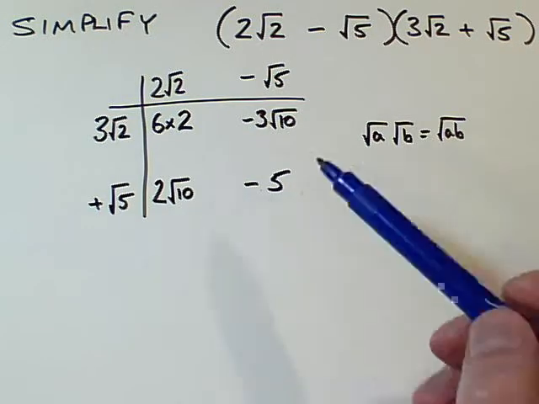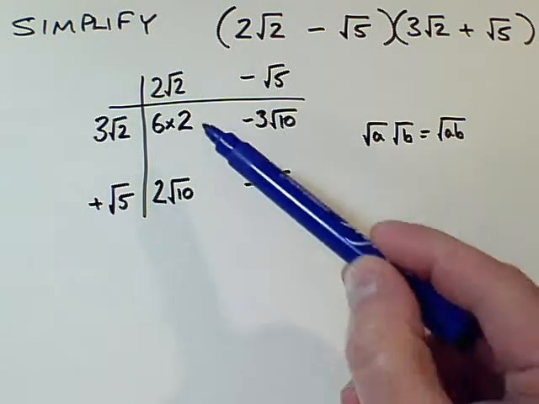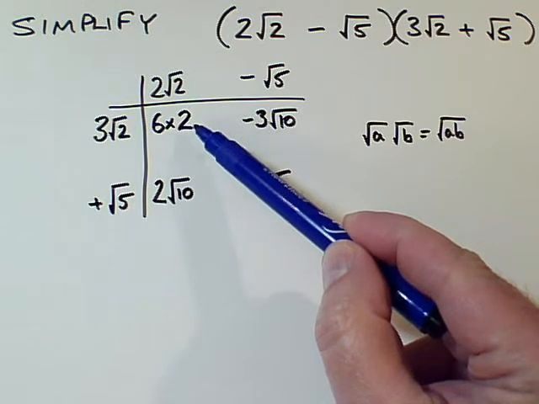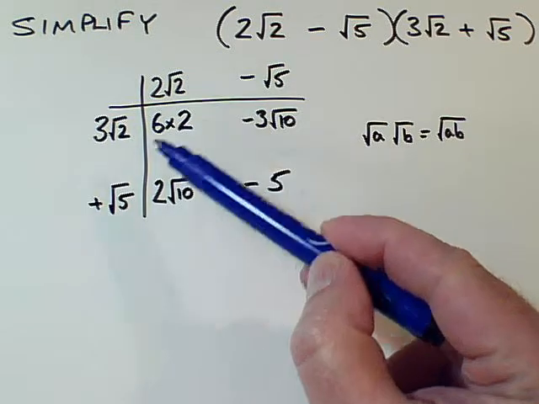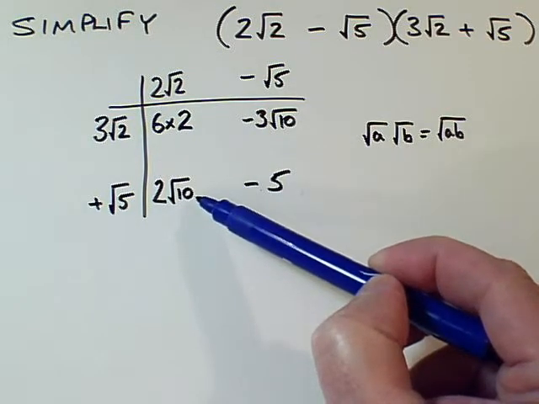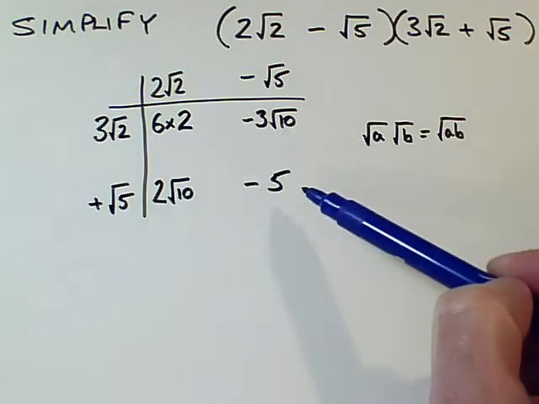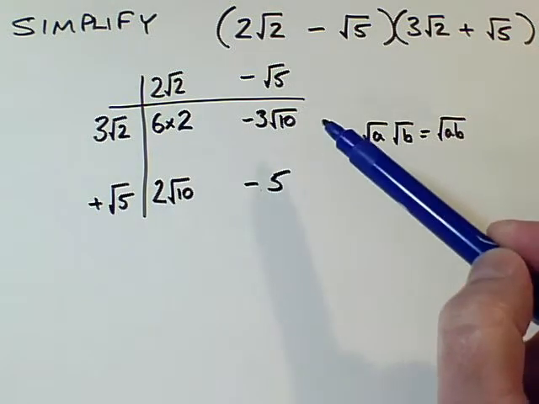And with a bit of practice you can go straight to this grid, doing the root 2 times root 2 in your head as 2, and the root 2 times the root 5 as root 10, and the root 5 times itself as 5, to end up with this grid straight away.